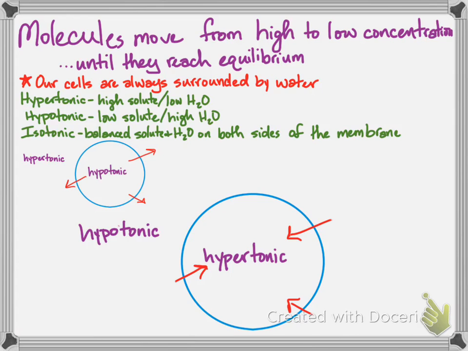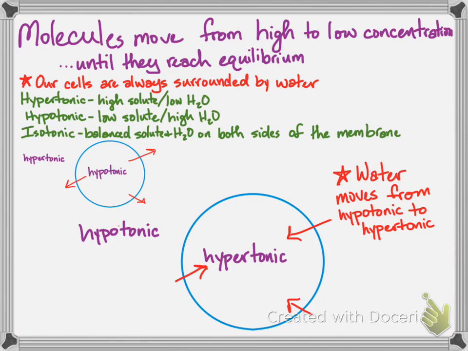So, there's a pattern here: water moves from hypotonic solutions to hypertonic solutions, from high water to low water, flowing down the concentration gradient until it reaches equilibrium and you have isotonic solutions, balanced solutions on both sides of the membrane.